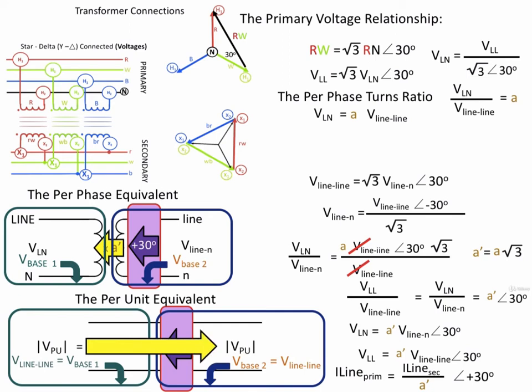What that means is the magnitudes of the voltages in per unit values are the same. It doesn't matter whether you're on the primary or secondary. You don't have to worry about the turns ratio. The magnitudes of the voltages are the same, as well as the magnitudes of the currents, in a per unit equivalent circuit. However, we have to be aware of that 30-degree phase shift for both the currents and the voltages. So if we're going from the secondary to the primary, we have to add 30 degrees.